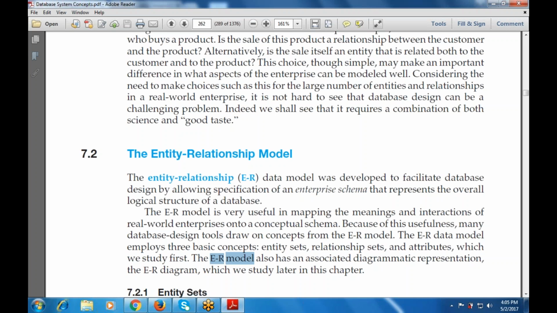This ER model was developed to facilitate database design by allowing the specification of an enterprise schema that represents the overall logical structure of the database. The ER model is very useful in mapping the meanings and interactions of real-world enterprises onto a conceptual schema. Because of this usefulness, many database design tools draw on concepts from the ER model. The full form is entity relationship model.